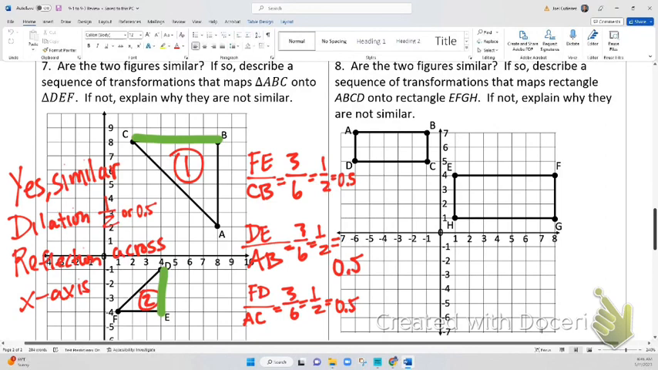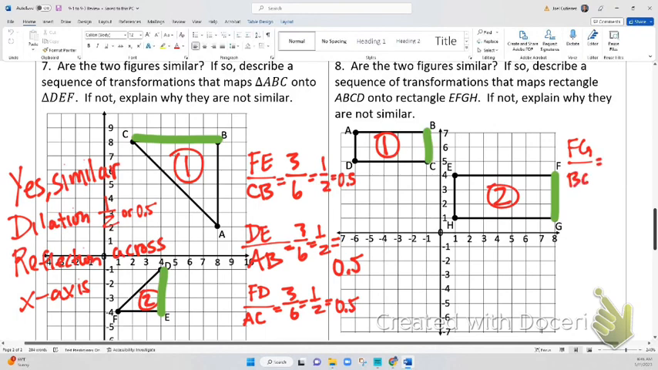All right, for question number 8, once again, are the two figures similar? And then if so, you're going to describe the transformation. If not, explain why. Okay, so we're trying to go from A, B, C, D, so this one, number 1, onto E, F, G, H, which is this one, number 2, right? So the rectangle is getting bigger, so my scale factor has to be a number greater than 1. Same thing as I did with the previous problem, you're just going to match up parts. So for example, F to G, we'll call that the height of the second rectangle. I compare that to the other height, which in this case would be the BC.